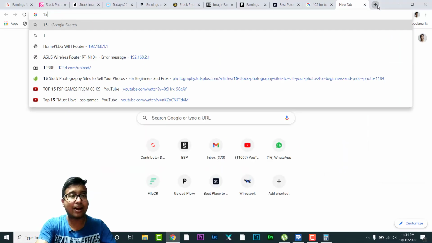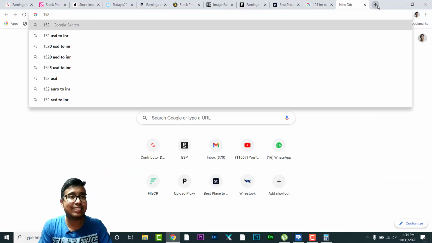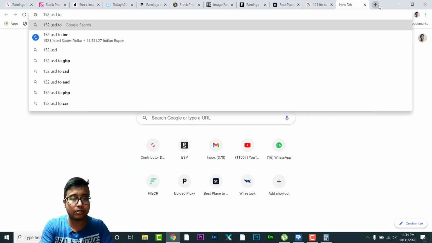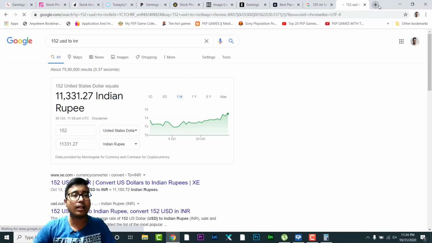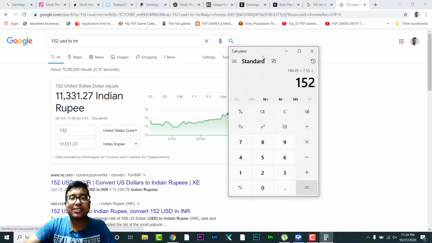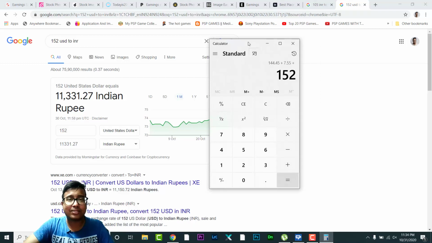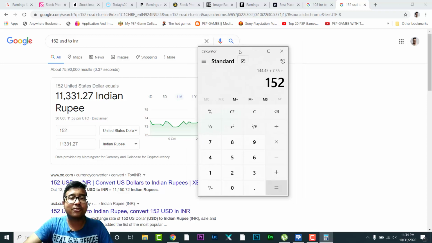So let's see how much that is in Indian money. So 152 USD to INR, it's around 11,000 rupees, right? So not bad, not bad. I can get myself a lens or something, an adapter, or maybe a flash, right? My old flash is out of order and I need to purchase a new flash. So I think I'll be purchasing one, and if I purchase one, I'll be making a review soon.